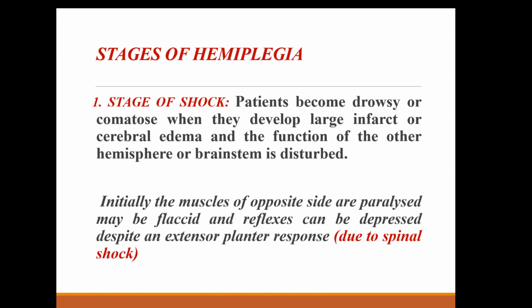Now there are the stages of hemiplegia. First is the stage of shock. Patients become drowsy or comatose when they develop a large infarct or cerebral edema and the function of the other hemisphere or brainstem is disturbed. Initially, the muscles of the opposite side are paralyzed and may be flaccid, and reflexes can be depressed despite an extensor plantar response due to spinal shock.